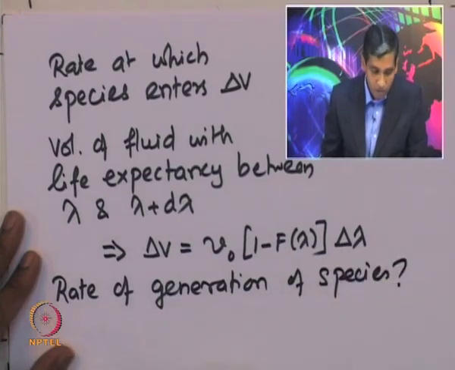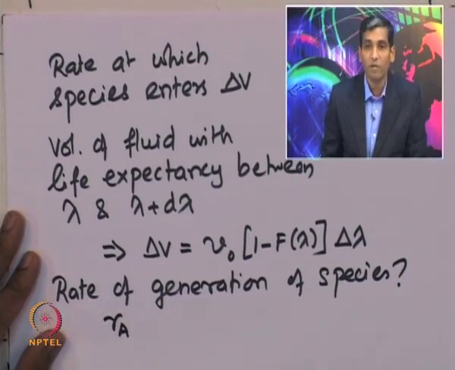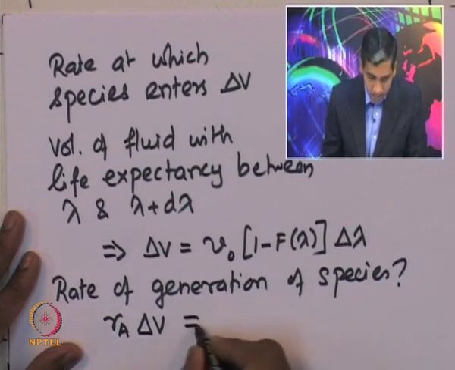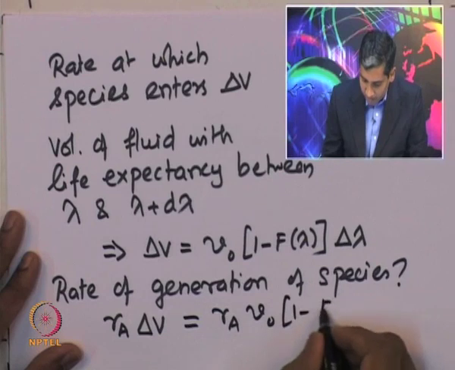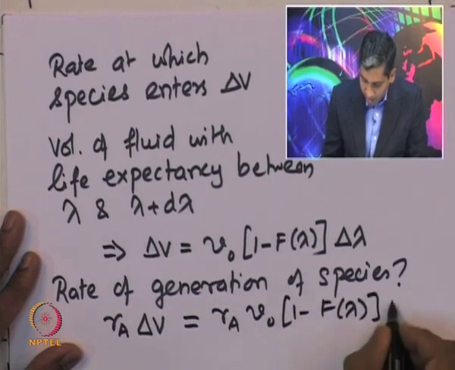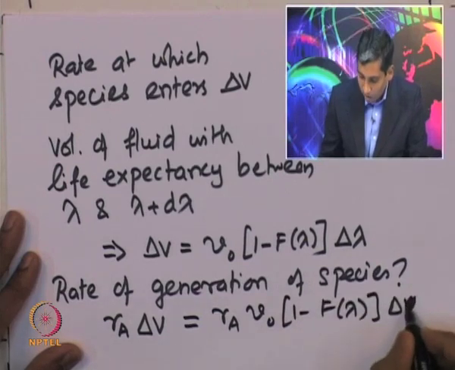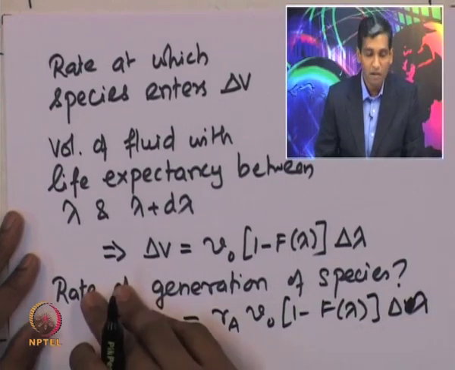What is the rate of generation of species? That is given by the rate at which the species is being consumed multiplied by the corresponding volume delta V. So, that is equal to R A into V naught into 1 minus f lambda into delta lambda. So, we now have all the information that we need to write the mole balance.